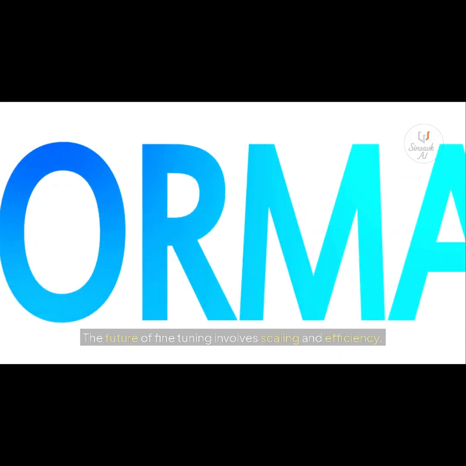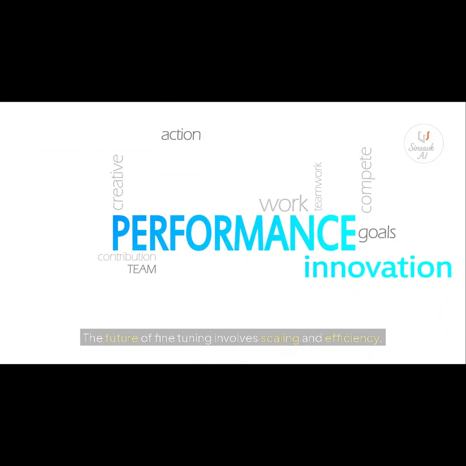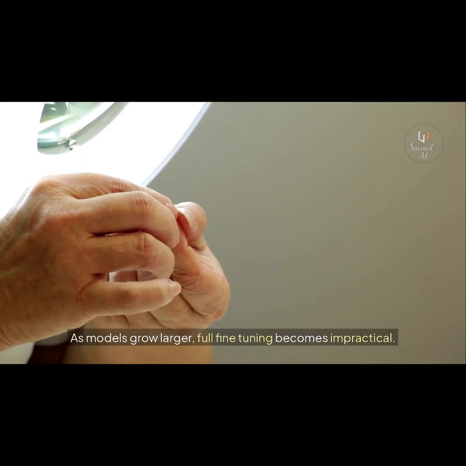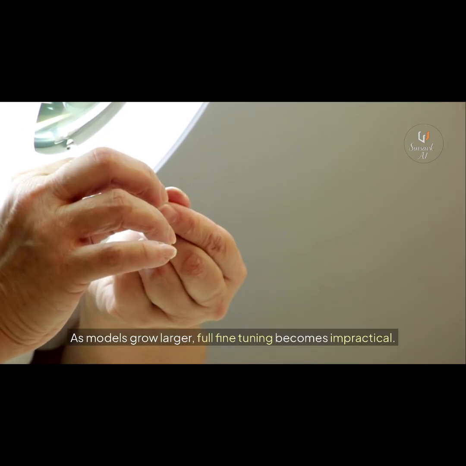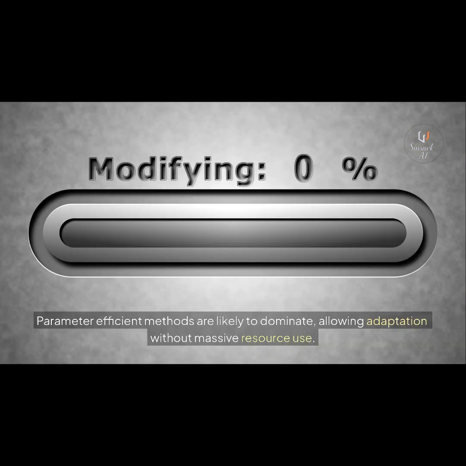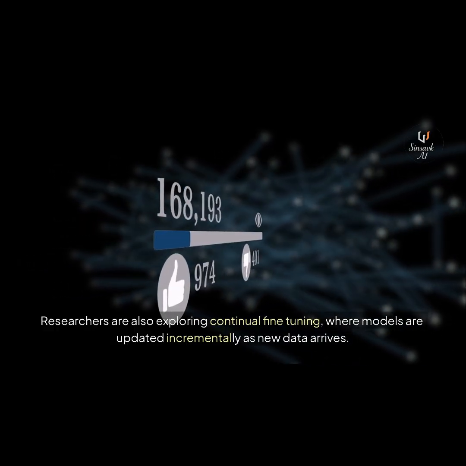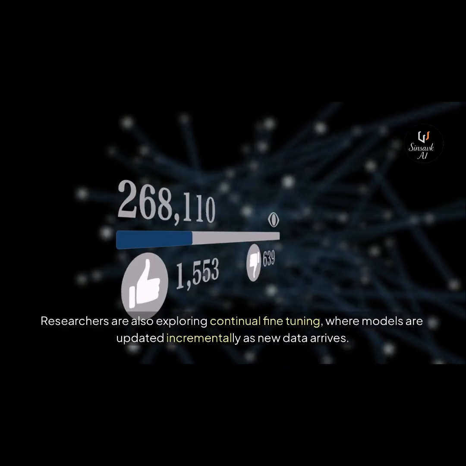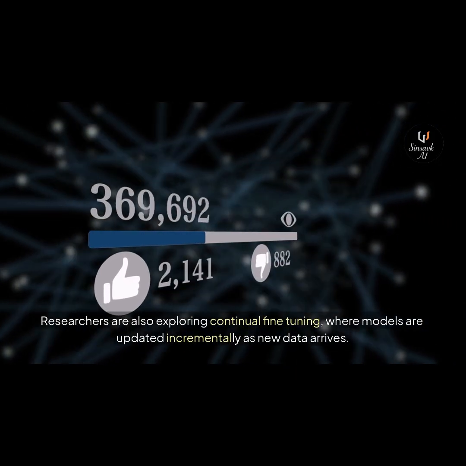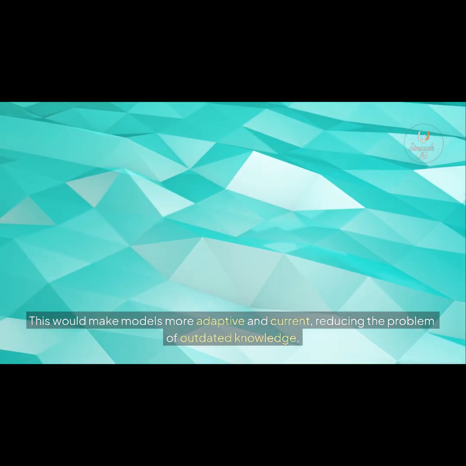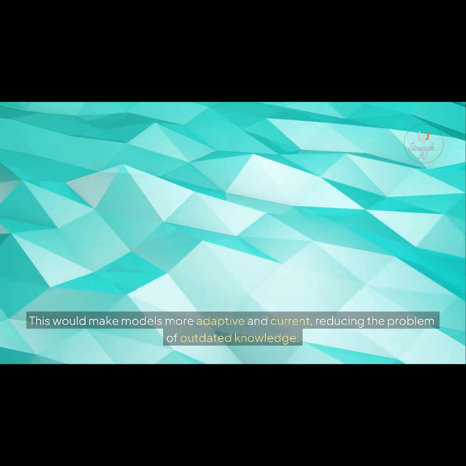The future of fine-tuning involves scaling and efficiency. As models grow larger, full fine-tuning becomes impractical. Parameter-efficient methods are likely to dominate, allowing adaptation without massive resource use. Researchers are also exploring continual fine-tuning, where models are updated incrementally as new data arrives. This would make models more adaptive and current, reducing the problem of outdated knowledge.